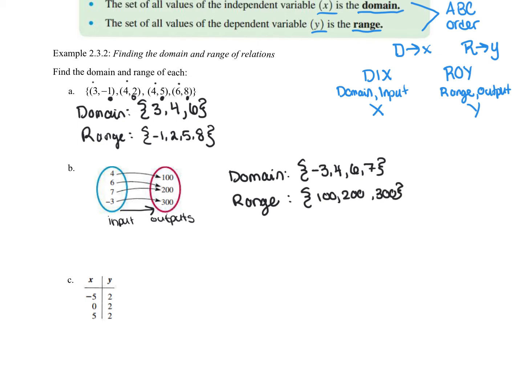For letter C, domain is the x's. So -5, 0, and 5. Range is the y's. There's only one number in there, so you only have to write it one time, 2.